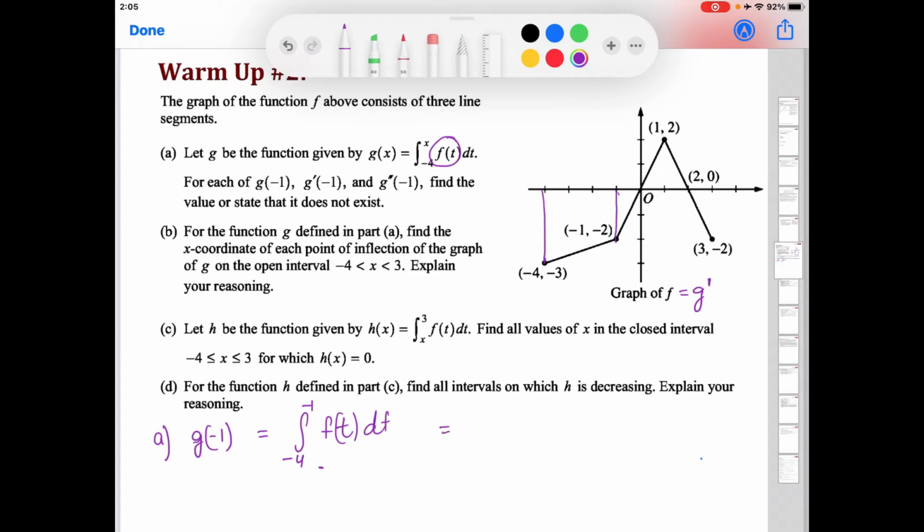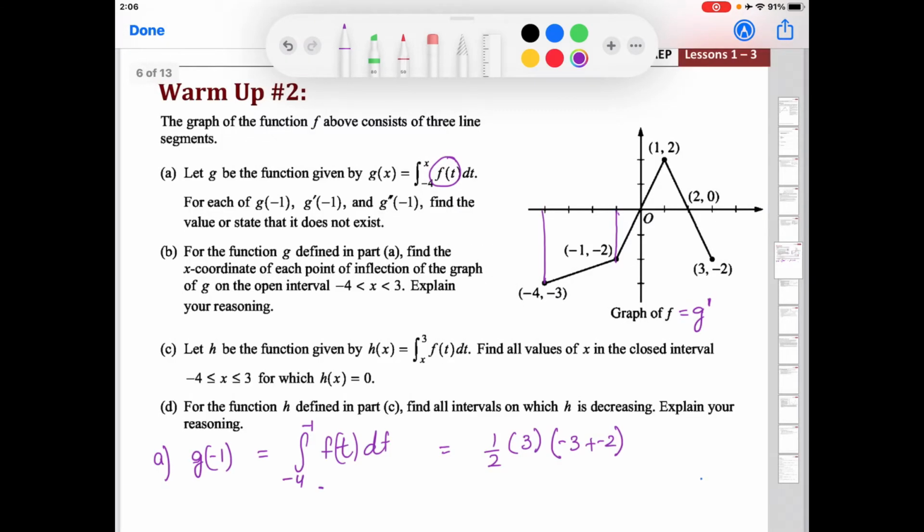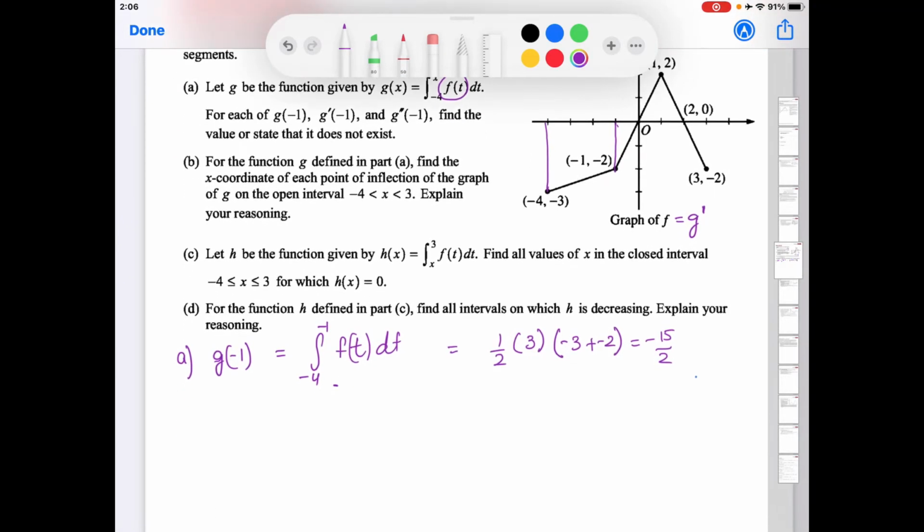So that's a trapezoid. The area of a trapezoid is 1/2 times the height, which is the length across the x-axis, 3, times -3 plus base 2. So -5 times 3 is -15, which is -15 over 2. So that's the area. Again, quote unquote, guys, the area is never negative. Since it's under the x-axis, that is why we put the negative in there.